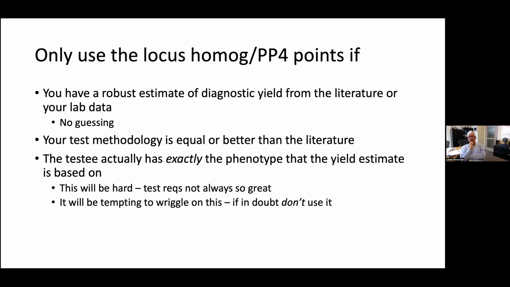And we recognize this is going to be a hard one, because test requisitions are rarely complete in describing what's going on with the patient. And so you're frequently at a loss. In that case, don't do it. It's tempting to wriggle out of this and say, oh, he's got to have all these other manifestations. I can't believe he would just have blah, blah, blah. You know, if you have a syndrome like Coffin-Siris, ARID1B variant, and all you know is the patient has intellectual disability and your diagnostic yield is based on kids with full-blown Coffin-Siris, and all you know about is intellectual disability, you can't use that diagnostic yield for the PP4 evidence for your patient. If in doubt, don't use it.